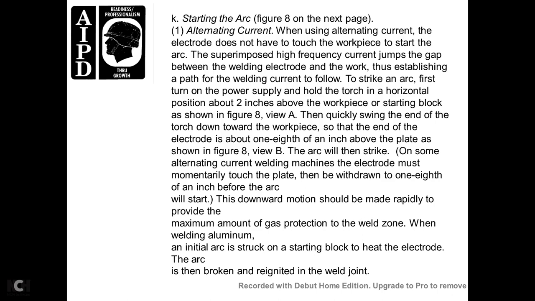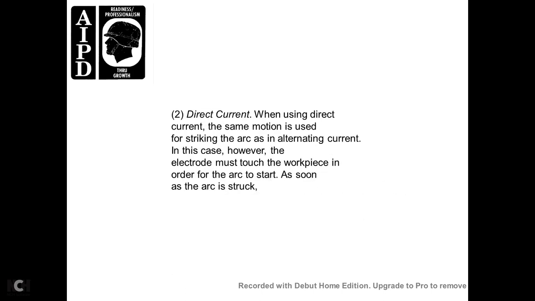The arc will then strike. With some alternating current welding machines, the electrode must momentarily touch the plate and be withdrawn 1/8 of an inch before the arc will start. The downward motion should be made rapidly to provide the maximum amount of gas protection of the welding zone. When welding aluminum, the initial arc is struck on the starting block to heat the electrode, and the arc is then broken and reignited in the welded joint.